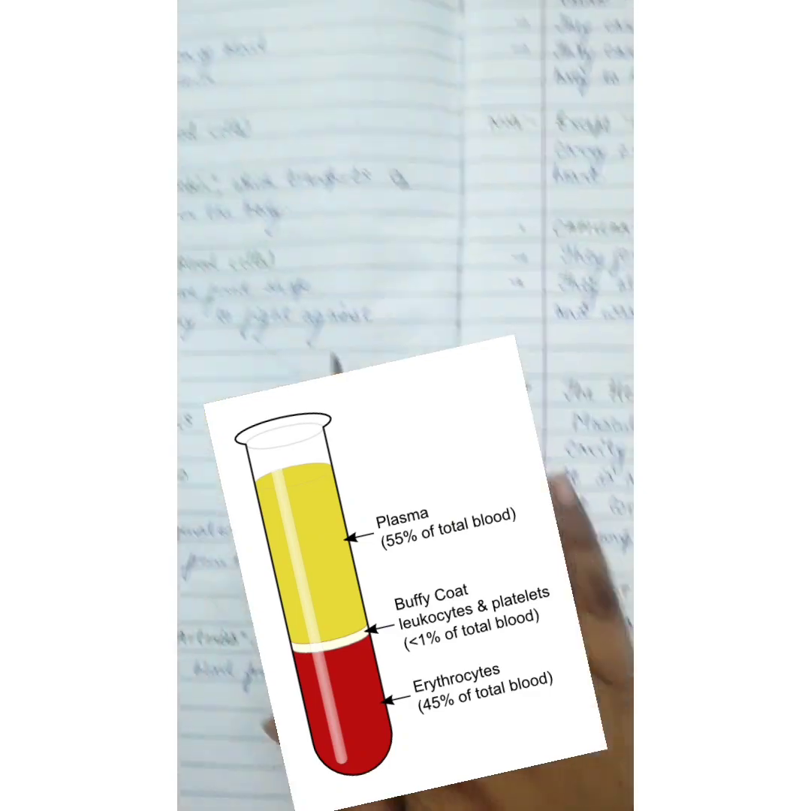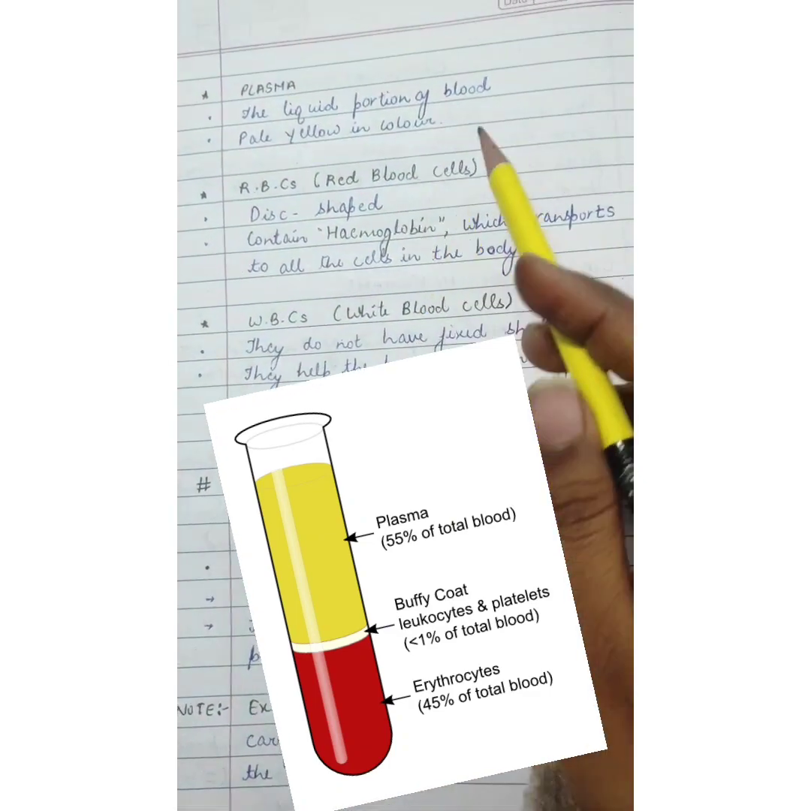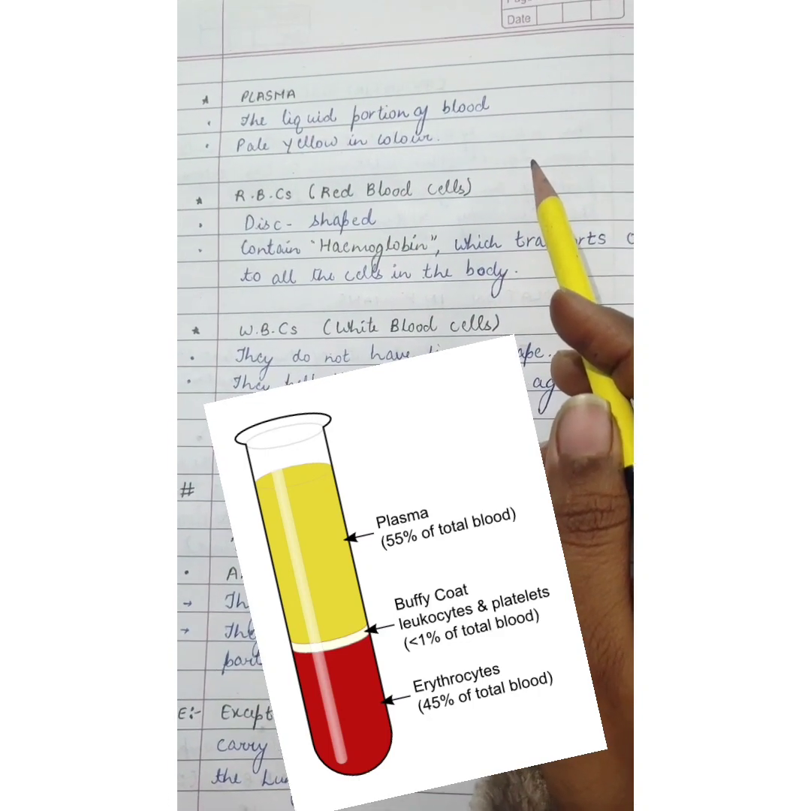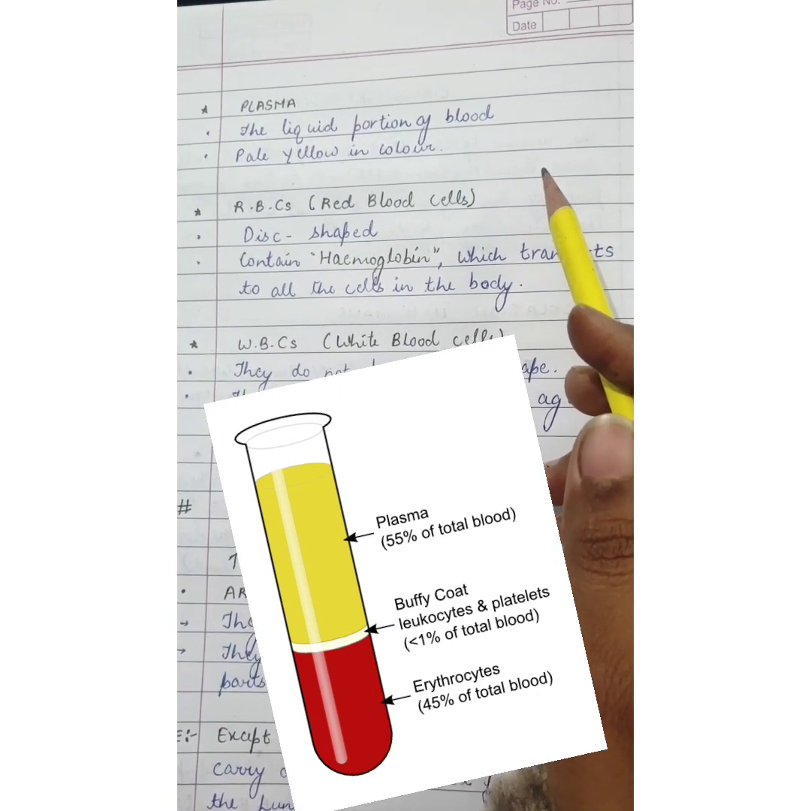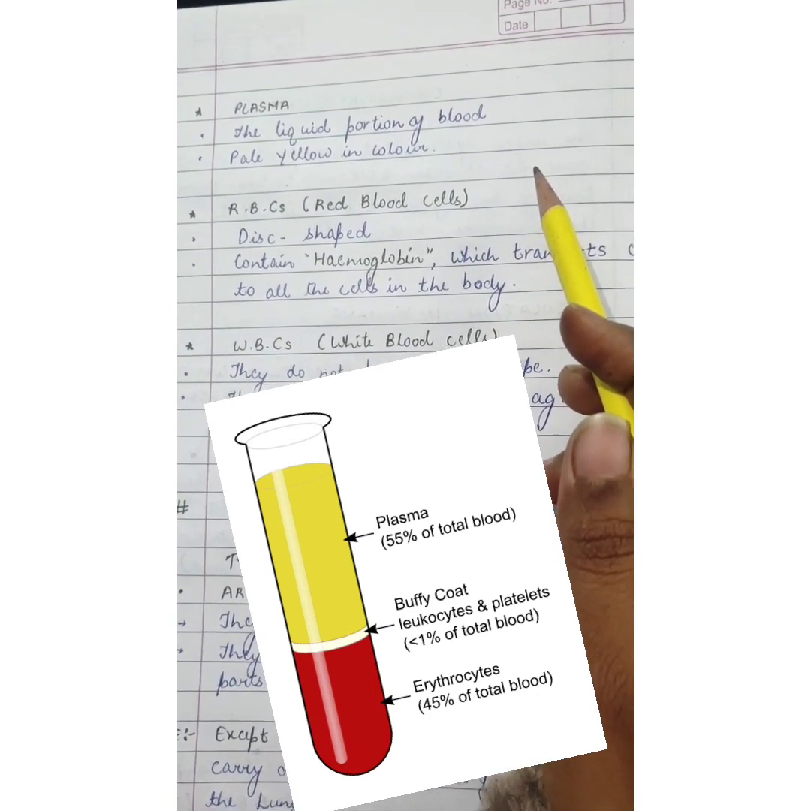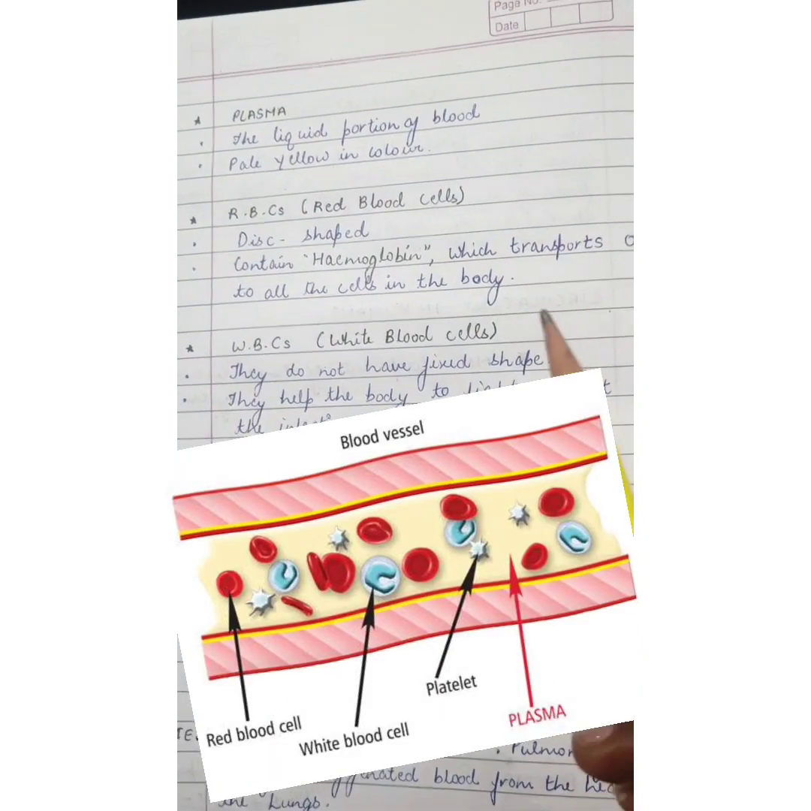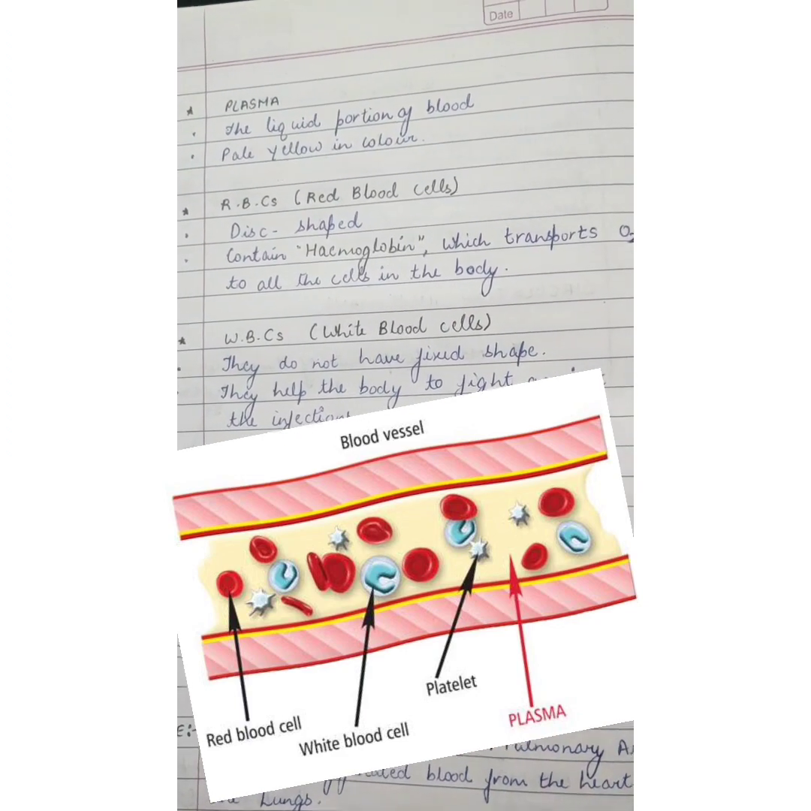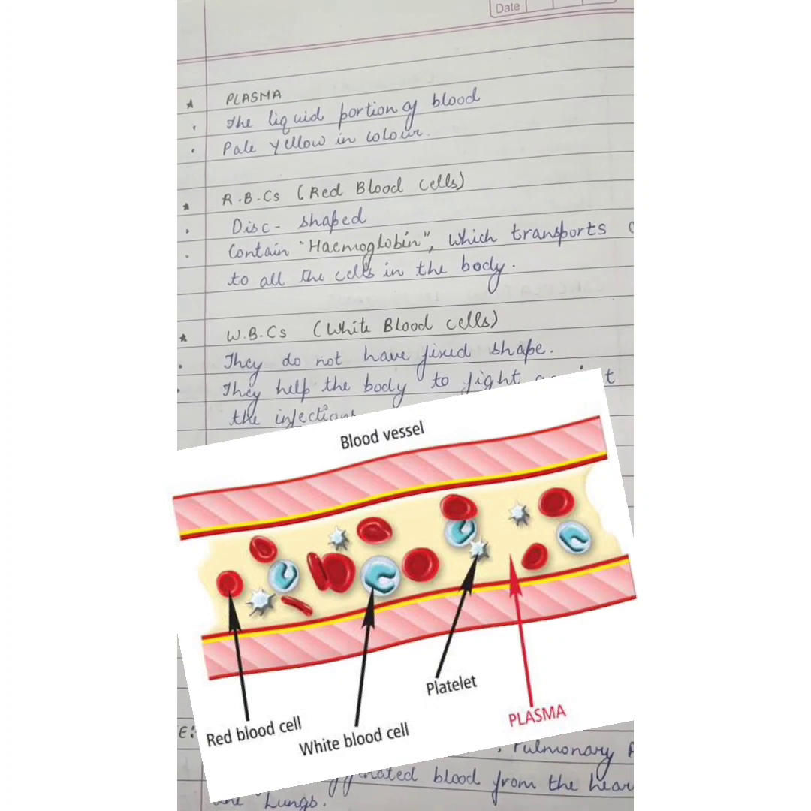Plasma is the liquid portion of the blood. It is pale yellow in color. It is made up of water, dissolved proteins, and other substances. The three kinds of cells, that is red blood cells, white blood cells, and platelets, can be found floating in the plasma.